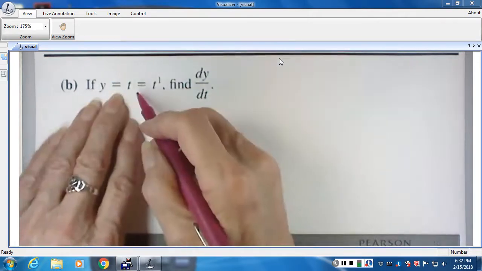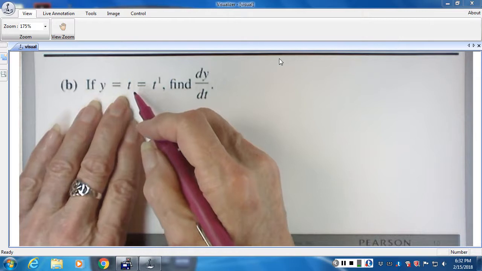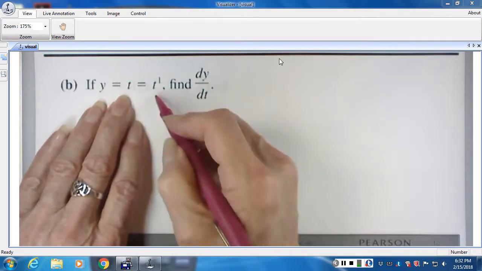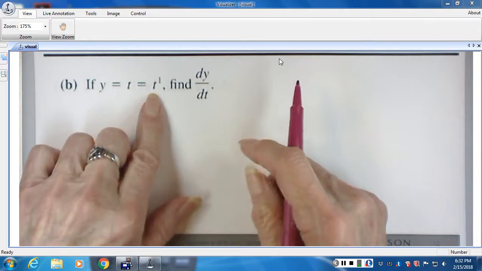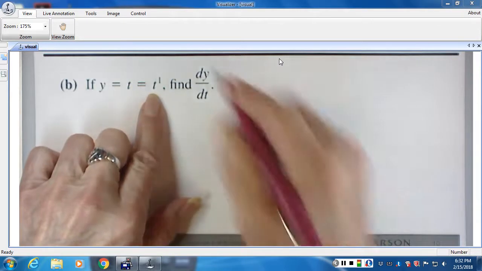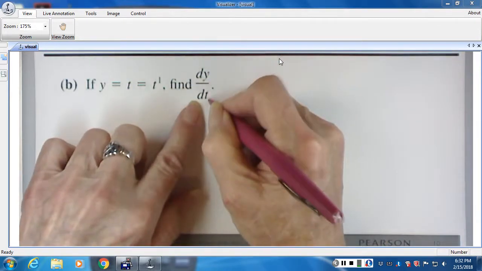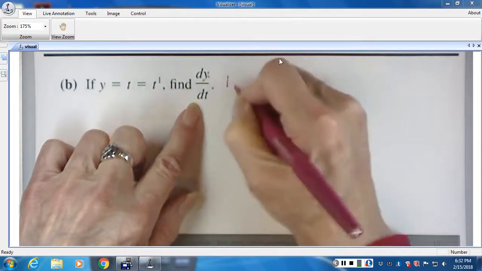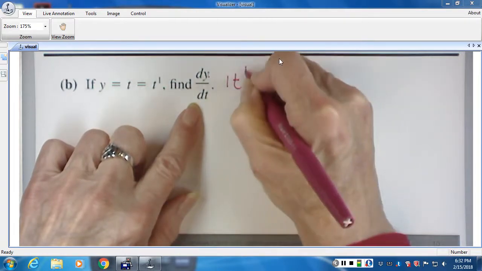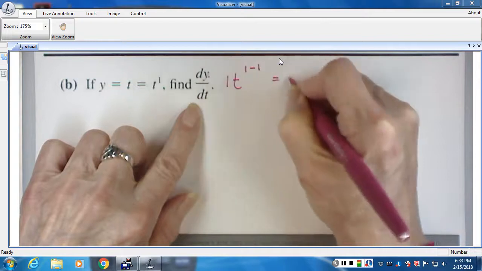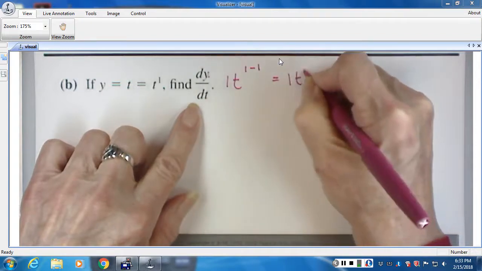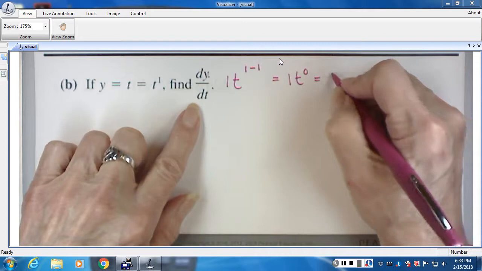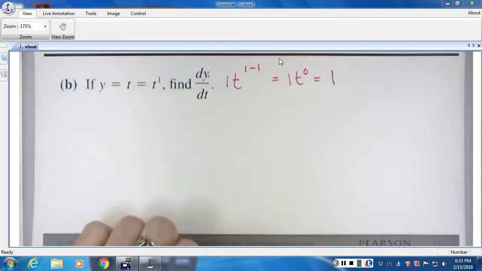If y equals t, this time we don't have x as our variable. Our independent variable is t. If y equals t, we know that that's the same as t to the first. So dy dt, which is the derivative of y with respect to t, is 1 times t to the 1 minus 1, which is 1 times t to the 0 power. And since t to the 0 power is 1, then that's just 1.